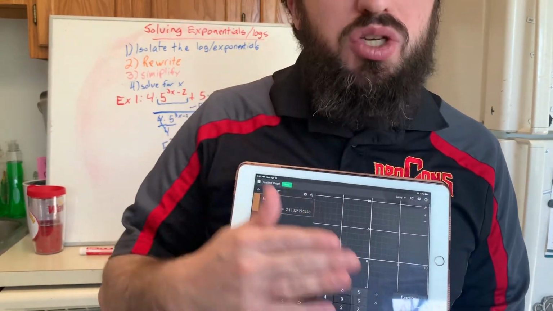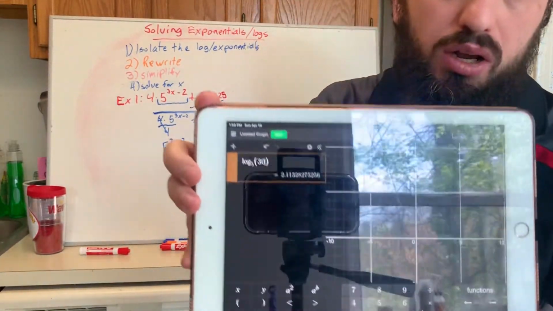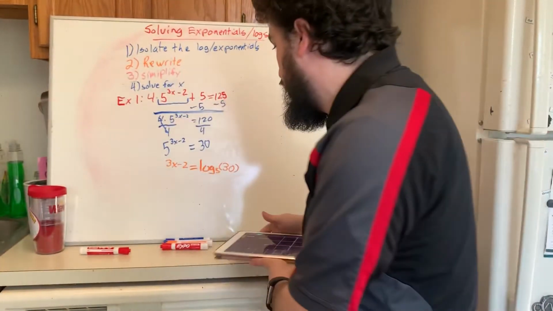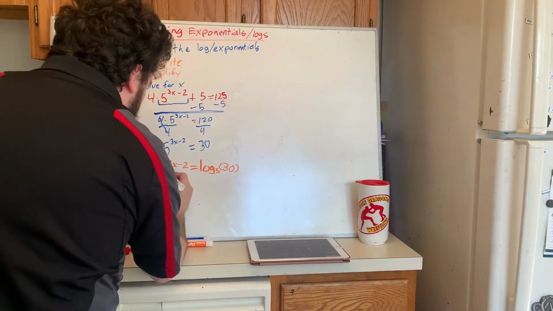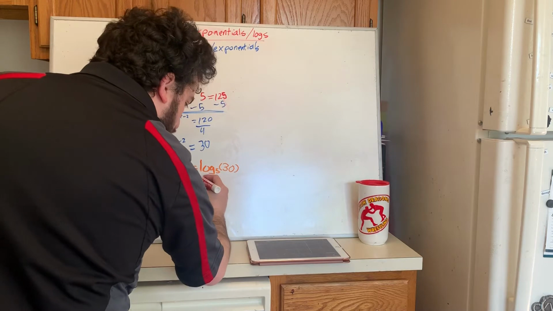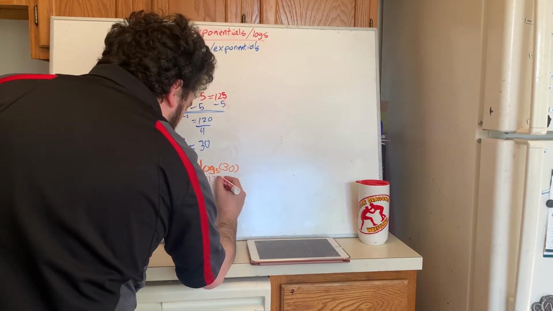So that gives me 2.1132. I notice there's an 8 after the 2, so I'm going to round that up to 3. So all I did was type it into the calculator. So to simplify this now reads 3x minus 2 is equal to 2.1133.